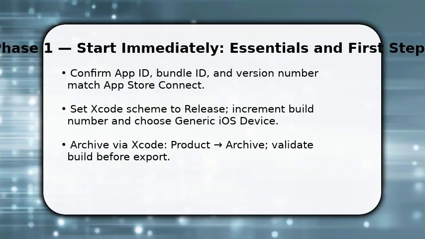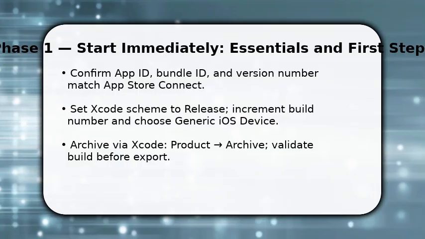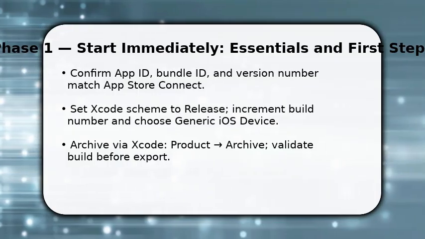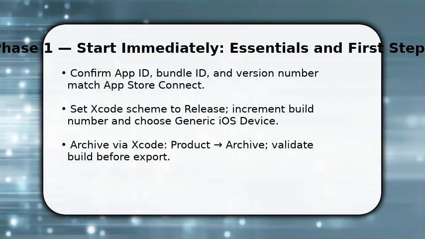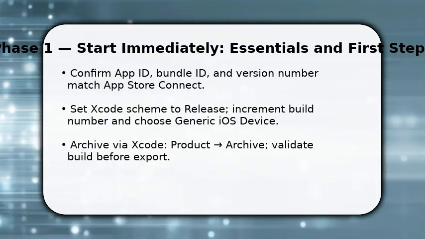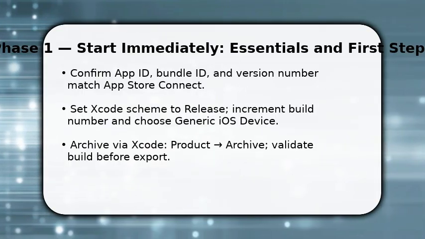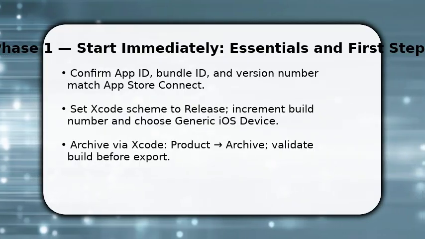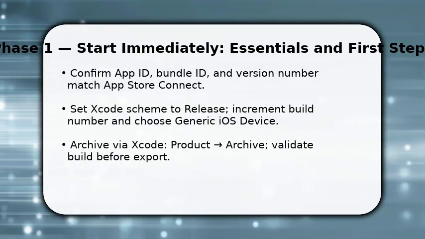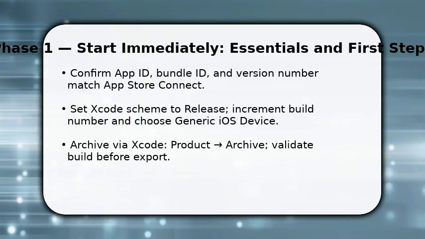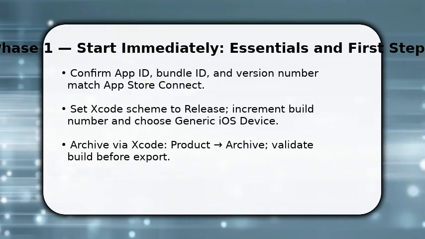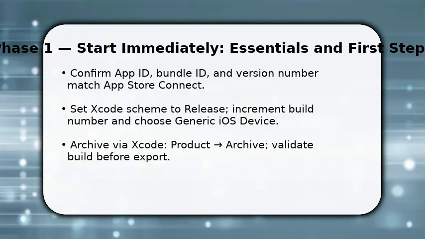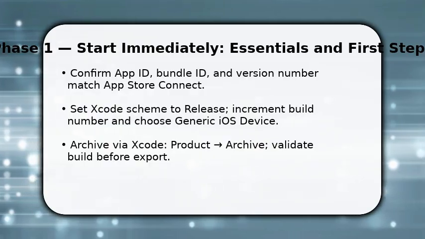You begin by ensuring identifiers and versions match App Store Connect because mismatches block uploads. In Xcode, switch to the release scheme and increment the build number so App Store sees it as new. Once set, archive the app via Product > Archive. This packages your binary. After archiving, run the Xcode Organizer validation to catch signing or entitlement errors early.